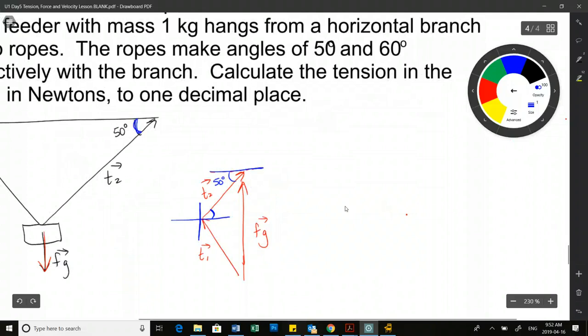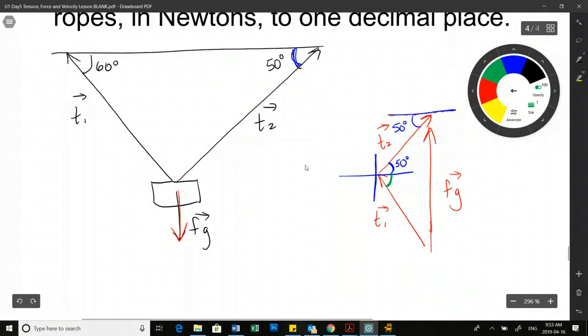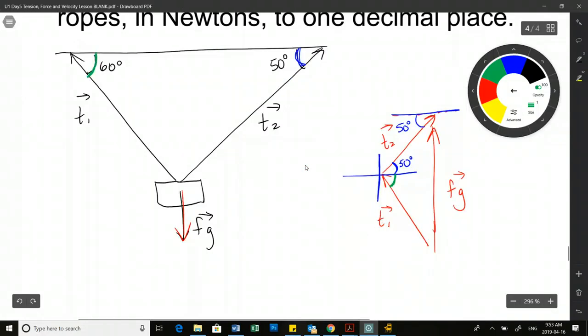Okay, so can somebody tell me, looking at this Z pattern right here, what is this interior angle? This is also 50, okay? What is this angle right here? What's the angle of tension 1 to the horizontal? Let's look over here. That angle should be the same as this angle, agreed? So this is the same, right? This is the horizontal, and this is that tension vector. So what's this?